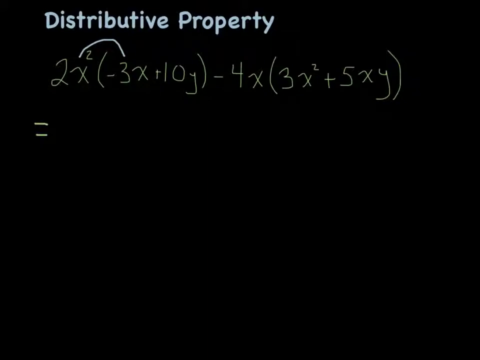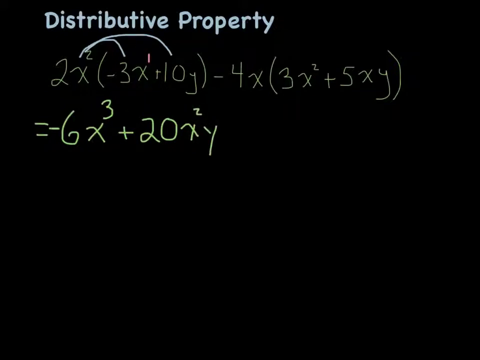And that'll give us negative 6x, and we have to use the product rule. Don't forget the imaginary 1. Since we're multiplying this term and this term, you've got to add your exponents, so we get 2 and 1, so that gives us 3. And now we're going to go 2x squared and multiply it by the 10y, which gives us 20x squared y.